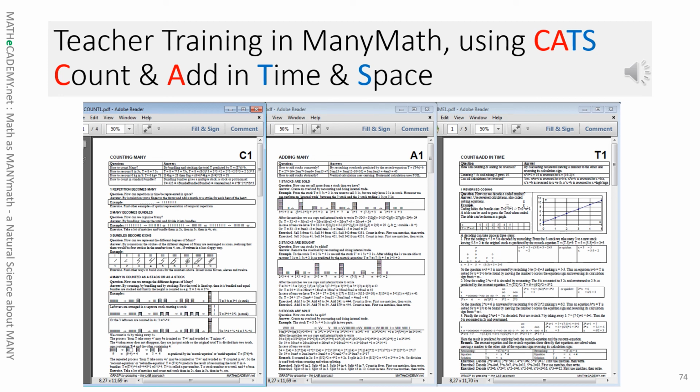Question. How to count in standard bundles? Answer. Bundling bundles gives a multistack, a polynomial. T equals 423, equals 4 10s 10s, 2 10s, 3, equals 4 bundle bundle, 2 bundle, 3, equals 4 times bundle squared, plus 2 times bundle, plus 3.